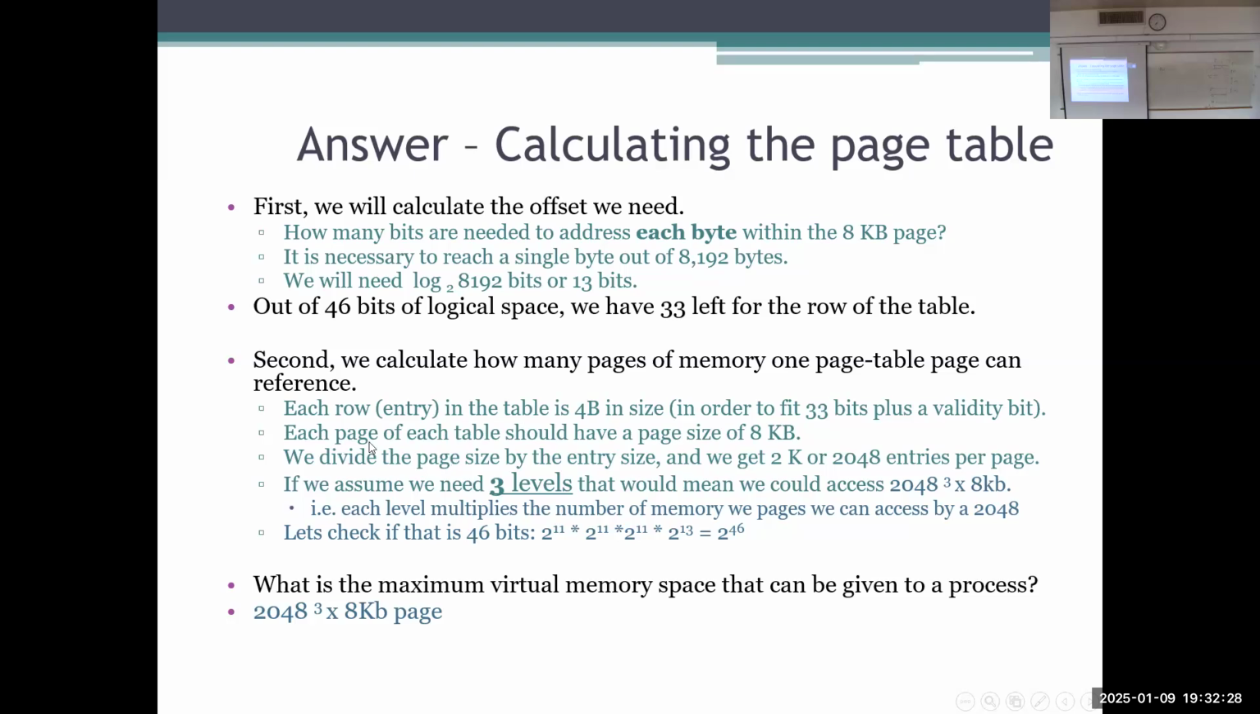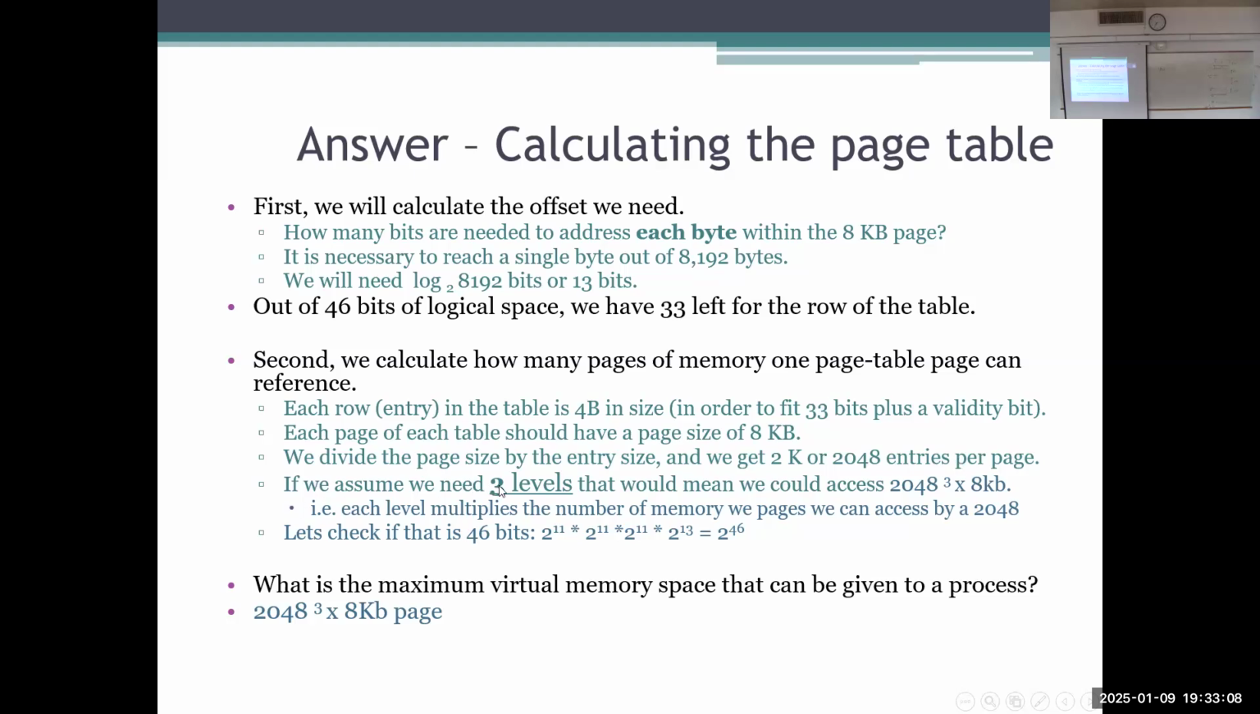Now, each page in the page table should have a page size of 8 kilobytes, because we said everything is 8 kilobytes. We divide the page size by the entry size. The entry size is 4 bytes. So we get 2K, or 2048 entries per page. You understand why? Because 2048 times 4 is 8,192. If each row is 4 bytes, then we have 2,048 entries per page.